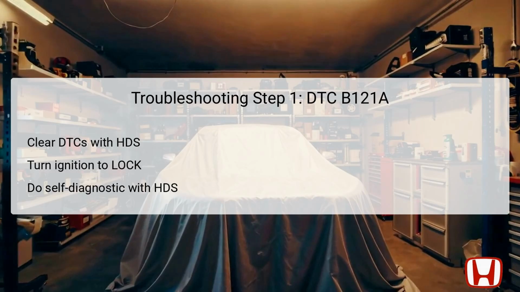After resetting, conduct a self-diagnostic with the HDS or the climate control unit to check for any DTCs emerging after the reset. If DTC B121A or 49 is indicated, this confirms an ongoing issue that necessitates further investigation. If it's not shown, it may denote an intermittent failure, prompting checks for loose wiring or poor connections.